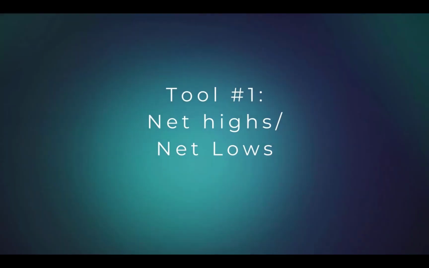This is a very simple concept. Basically, each day we take a look at the number of stocks making 52-week highs, we subtract the number of stocks making 52-week lows, and we get a net number. So for example, if today 100 stocks make new 52-week highs and 20 stocks make new 52-week lows, we have 80 net highs. On the other side of the coin, like we saw a lot in 2022, if we have 80 new lows and only 10 new highs, we have a net 70 new lows.